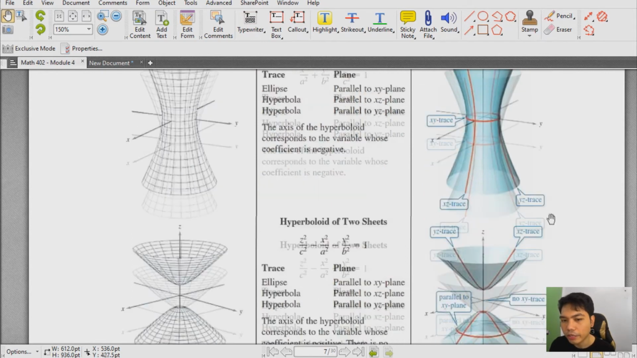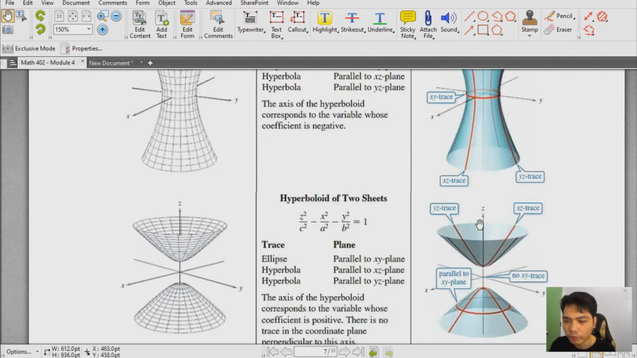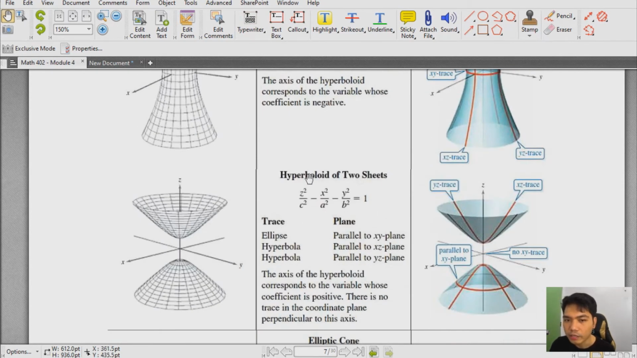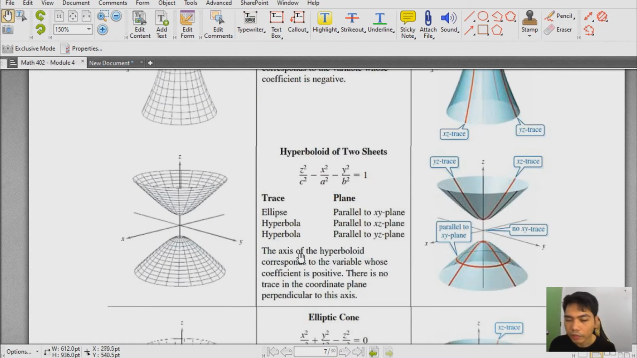Pero what if nagkaroon tayo ng putol? So, we call that the hyperboloid of two sheets. And usually, this has two negative na parts in standard form. Ito sinabi dito, the axis of the hyperboloid corresponds to the variable whose coefficient is positive. There is no trace in the coordinate plane perpendicular to the axis.